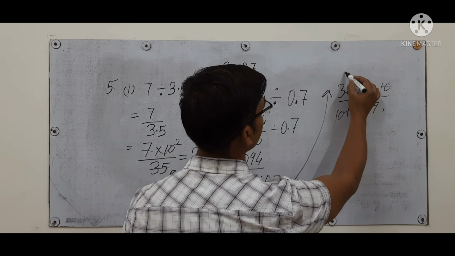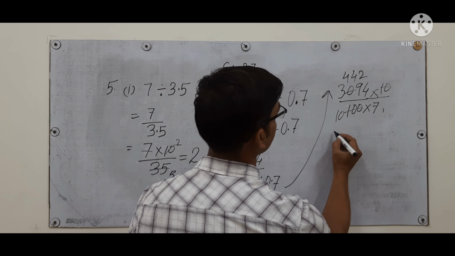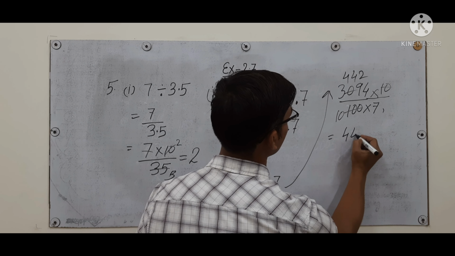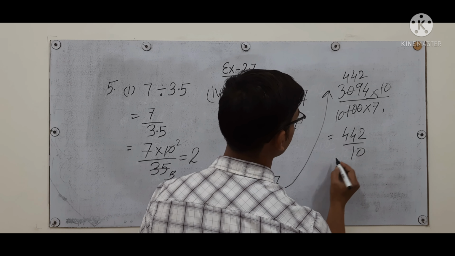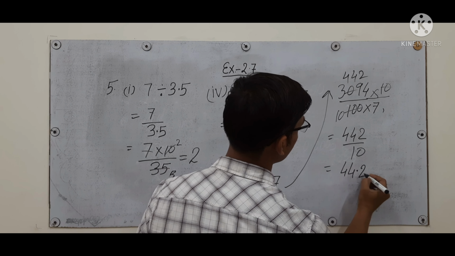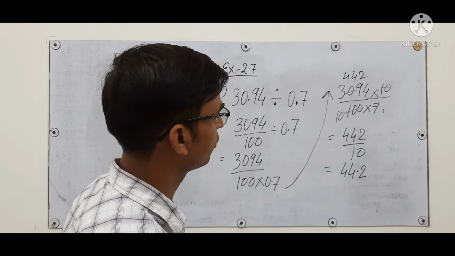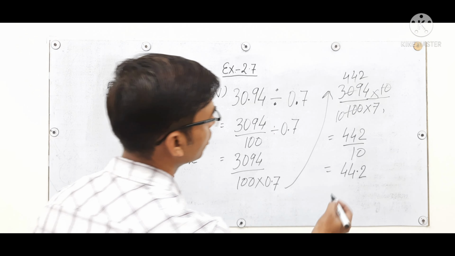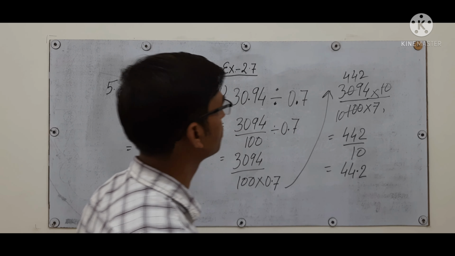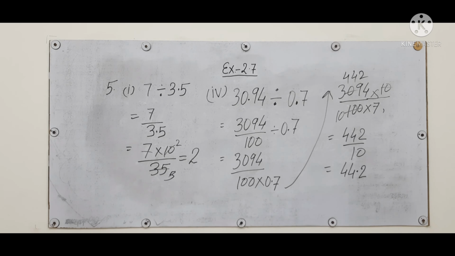Seven fours are 28, seven fours are 28, seven threes are 40. So it will be 442 upon 10, and here it will be 44.2. Why 44.2? Because we will put the decimal just after one digit. So it will be 44.2, and this will be your answer. Okay, so you can just note the steps from here.